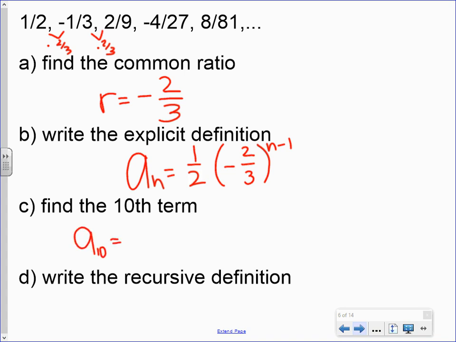So if this is the 10th term, we're going to take 1/2 times -2/3, we're going to plug in 10. So essentially we have 1/2 times -2/3 to the 9th power. Okay, please find that for me.